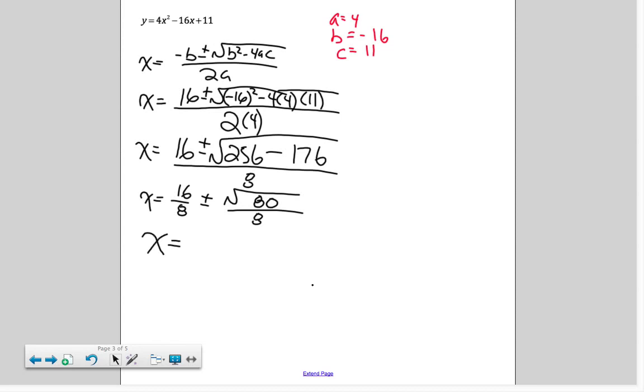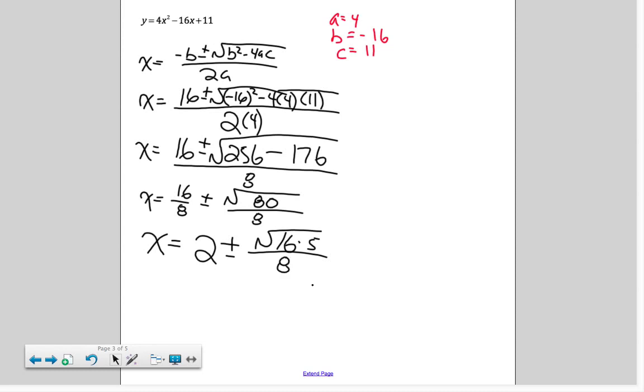So what's 16 divided by 8? How can I simplify that? 2. Well, the square root of 80 is really, what's 80? 80 is 16 times 5. 16 times 5, does that give me 80? Yeah. So I can rewrite 80 as 16 times 5 over 8.